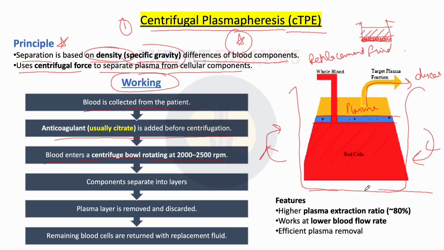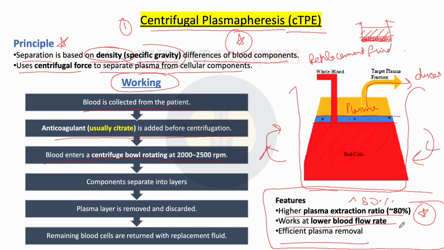Now what are the special features of this therapy? The main thing is that it has a higher plasma extraction ratio, so it is a very efficient method. The plasma extraction ratio is around 80%, and it also works at a very low blood flow rate. These are the features, or you can say the pros, of this therapy. But the major working of this particular technique occurs in the blood bank.